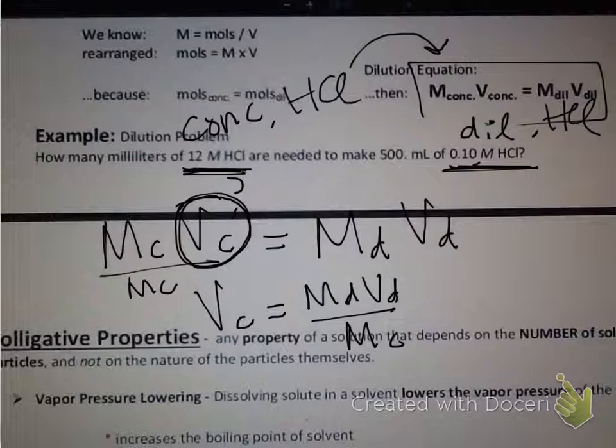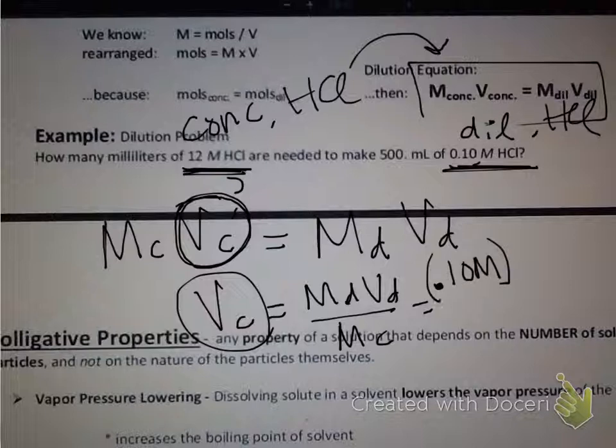Alright, so I just did some algebra. So I rearranged to solve for our unknown. Alright, so the volume of the concentrated solution will equal the molarity of the dilute, 0.10 molar, times the volume of the dilute. The volume here is 500 milliliters.